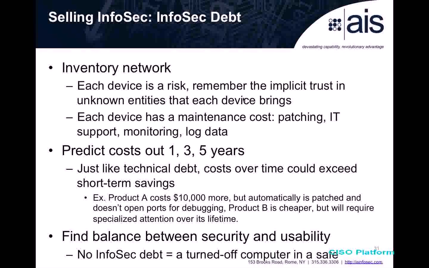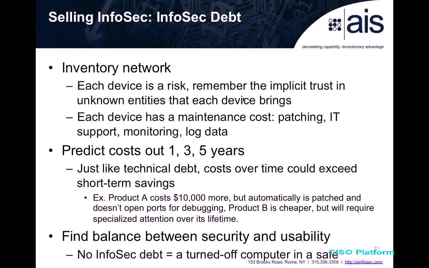And so this information security debt, you can start looking at that by inventorying your network. Each device might be some risk, and you can do an inventory and glance over a lot of these things and remember that implicit trust. There's also a maintenance cost for every device. You have some patching, some IT support, monitoring, log data. Then look out and say, on this network, which of these devices do I really need to protect, and which ones are untrusted internally? And then you can look at costs out over a couple of years, and costs over time could exceed those short-term savings.